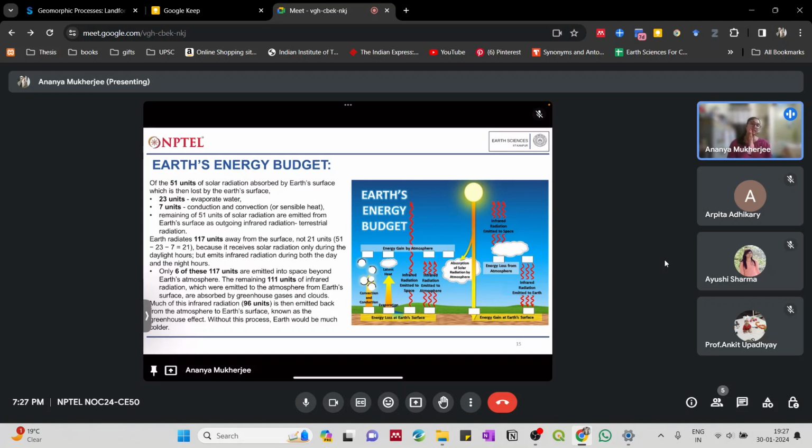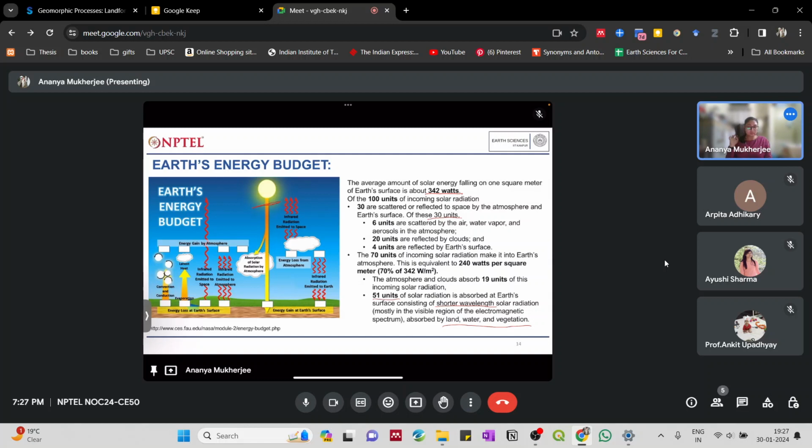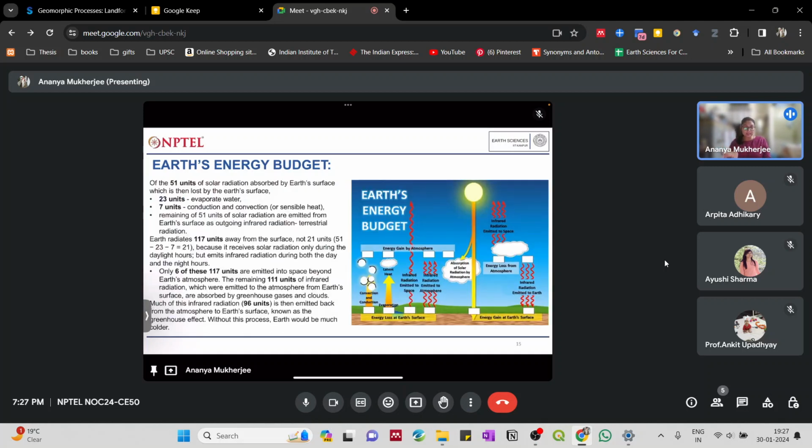This radiation is different from these 4 units that are reflected back by the Earth's surface. Okay, over here you can see that this is scattered, or reflected back to the space. Now over here, the remaining of the 51 units, the terrestrial radiation, is different. They are in the form of infrared radiation.